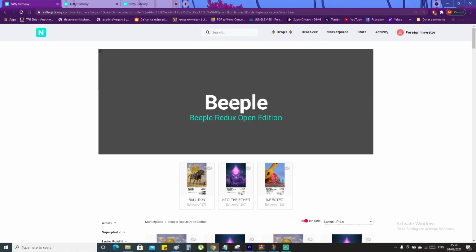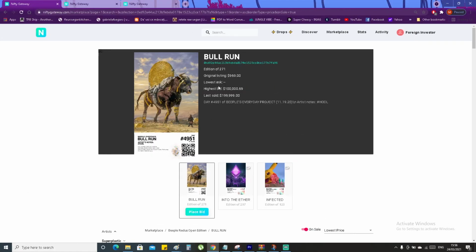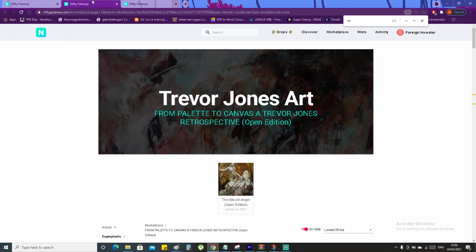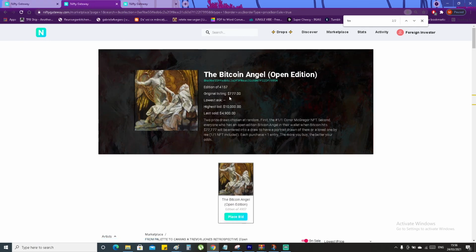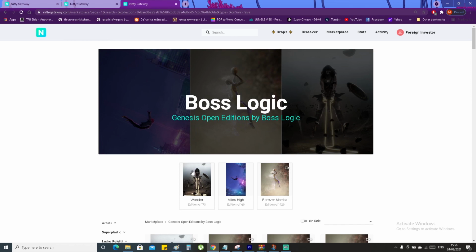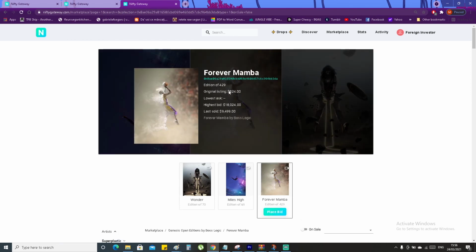I'm sure you heard his name online many times. Anybody who bought Beeple at decent prices could sell it for stupid money. Then Trevor Jones is another one that did really well. So if you ever get the chance to buy from him directly, again, it's a good investment. And Boss Logic is the third one, whose pieces I saw going up 5 to 6x recently. So if you ever get the chance to actually invest in these artists directly from them, I will definitely suggest you guys do this.